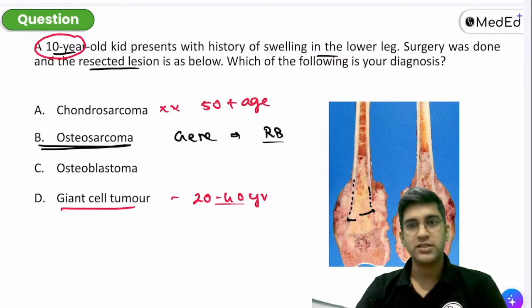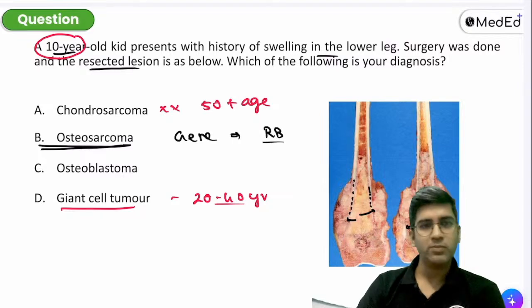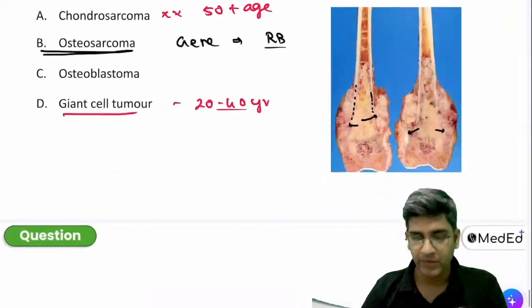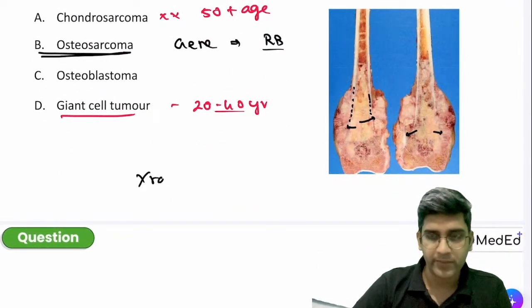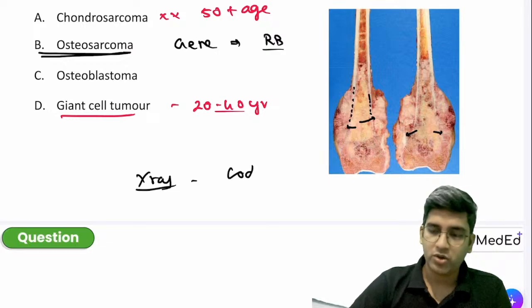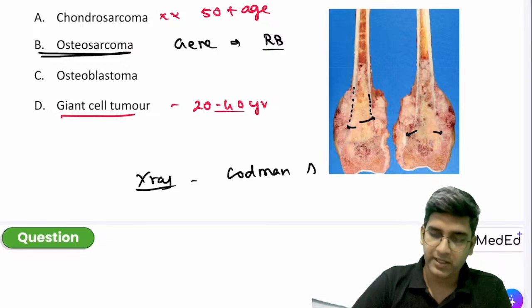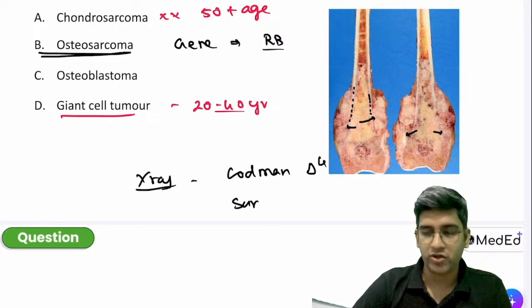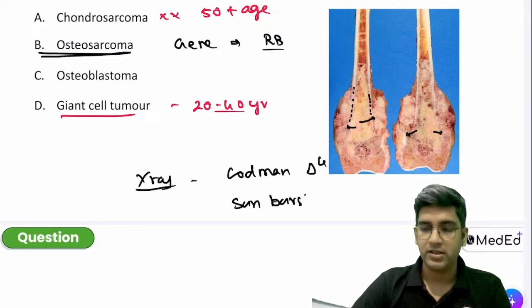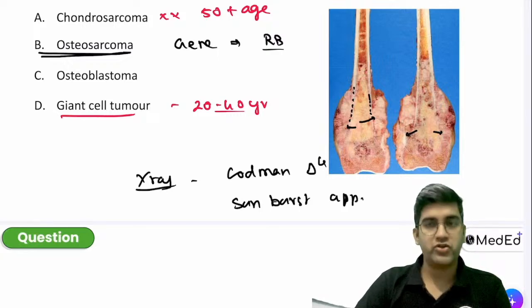Sun ray appearance, sunburst or sun ray appearance, is one more thing, one triangle. There are two X-ray findings in osteosarcoma: one is your Codman triangle and the other is your sunburst or sun ray appearance, right? Both of these are classical findings of osteosarcoma.